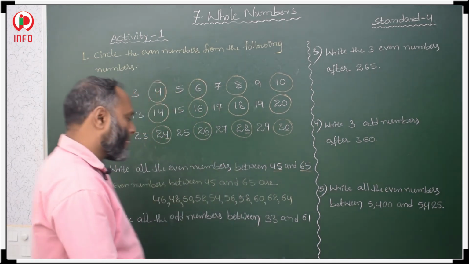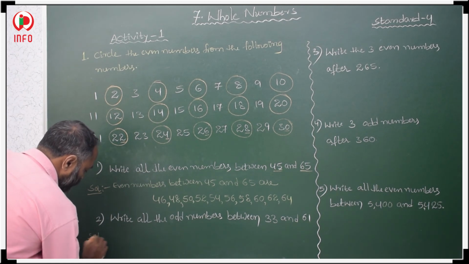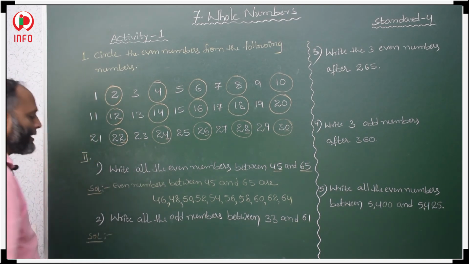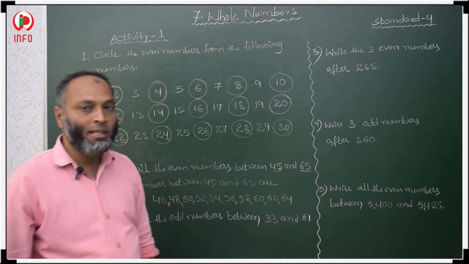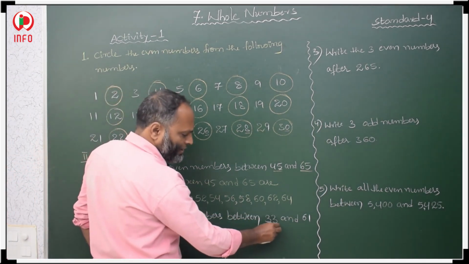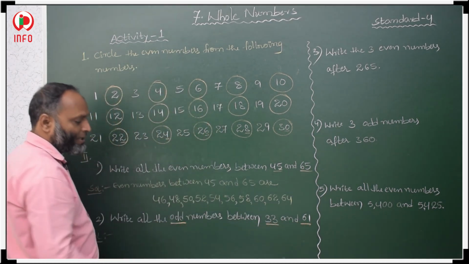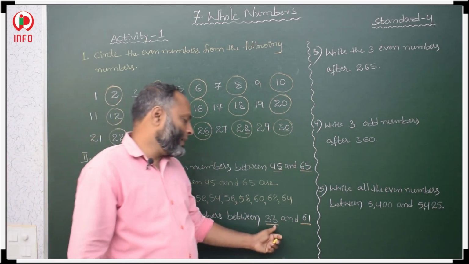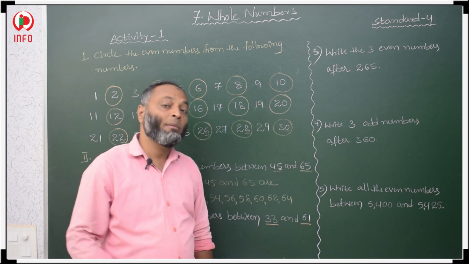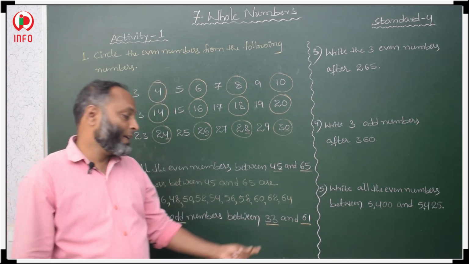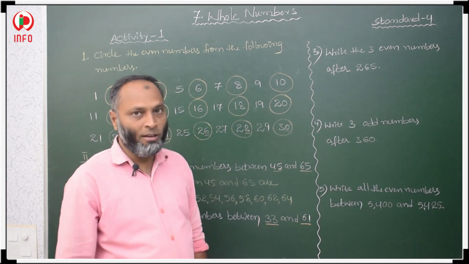Okay. Now, the next question in the second bit, second question: write all odd numbers between 33 and 61. Odd numbers, 33 and 61. So, which numbers is he asking for? Odd numbers. 33 is already an odd number. Between numbers we have to take. Do not take 33. Between he is asking. So after that 34 will come.